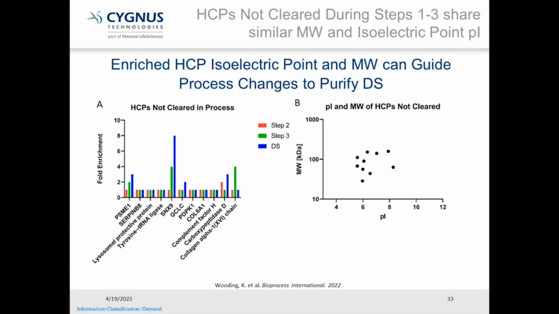SNX9 is located at the cytoplasmic vesicle membrane and is involved in endocytosis and intracellular protein transport. Mass spectrometry data can provide biochemical information about which host cell proteins are co-purifying with drug substances. These data provide actionable insights for process development groups to tweak the downstream process.